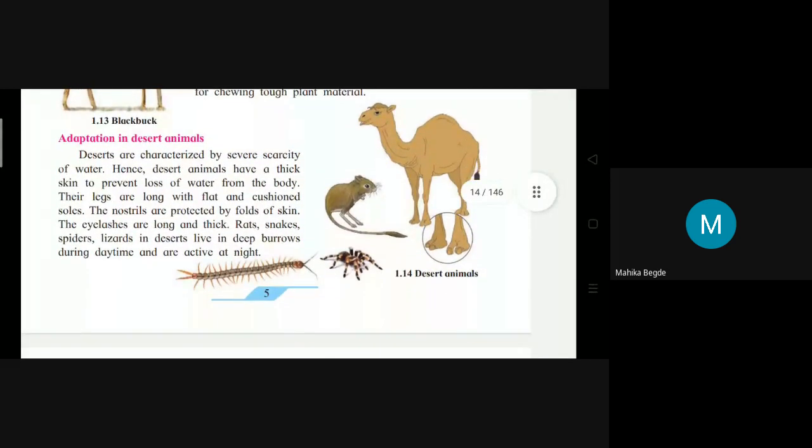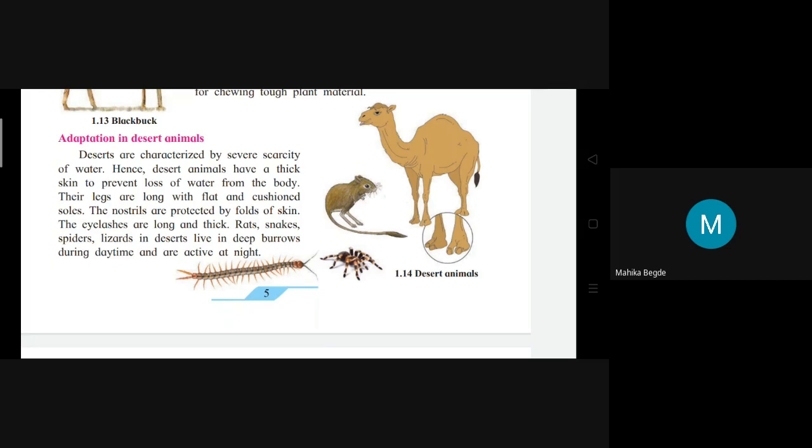Next is adaptation in desert animals. The desert animals have thick skin so that the loss of water from their body can be prevented. Their legs are also long, flat with cushioned soles. They have cushioned soles so that they do not go deeply inside the sand. The nostrils are protected by a fold of skin so that the sand cannot get into their nose.